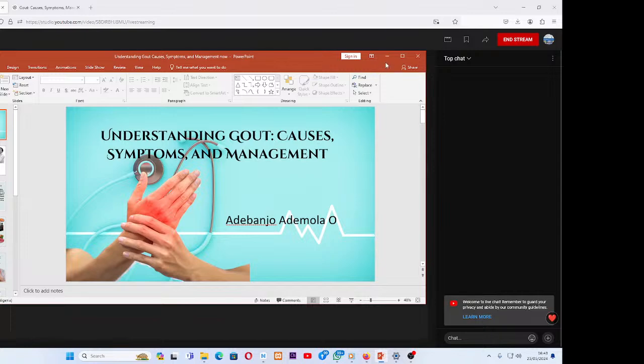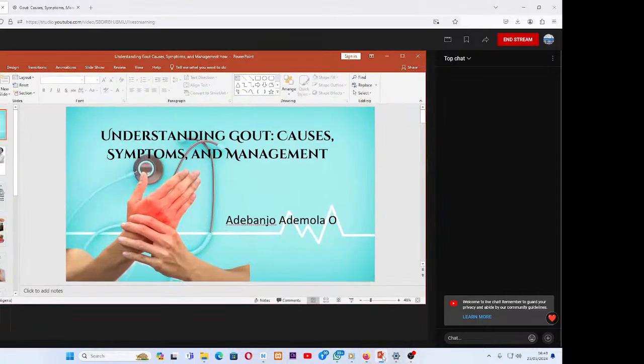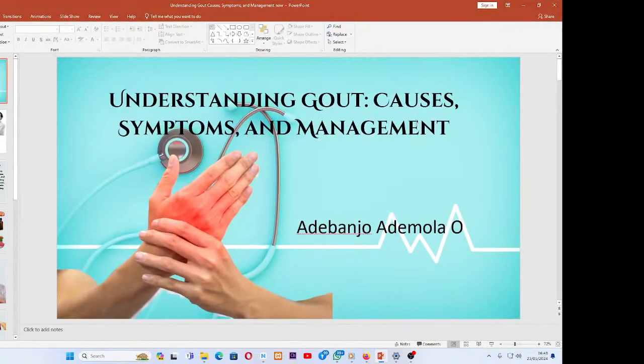So we're going to be discussing gout today, a kind of arthritis. We'll talk about the causes, the symptoms, and of course, some management patterns and the recent advancements.